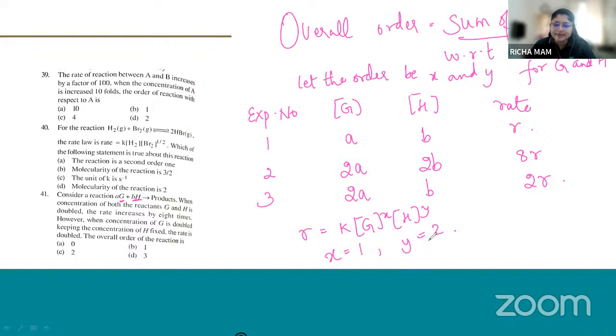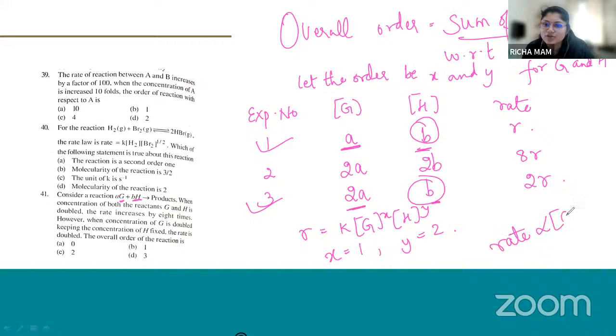So, applying this from 1 and 3, what do we get? We get that the rate is doubled when the concentration of G is doubled, keeping the concentration of H constant. So from 1 and 3, you can observe that when the concentration of G is doubled, keeping H constant, the rate is directly proportional to the concentration of G. Therefore, x is equal to 1.